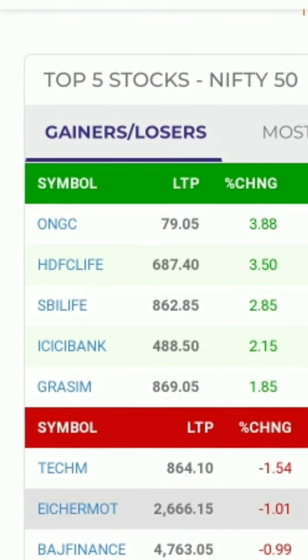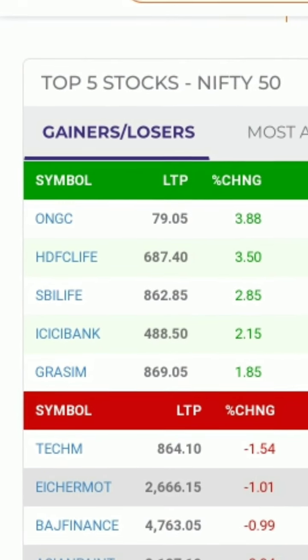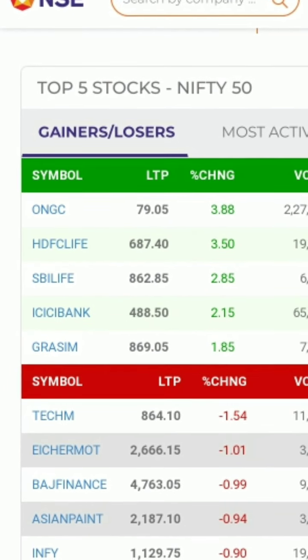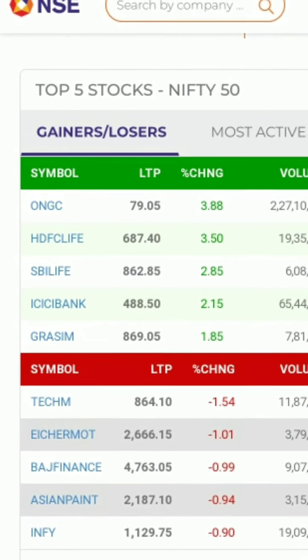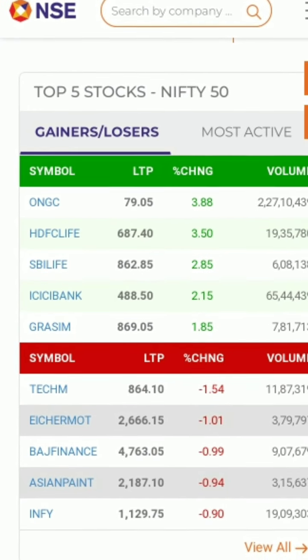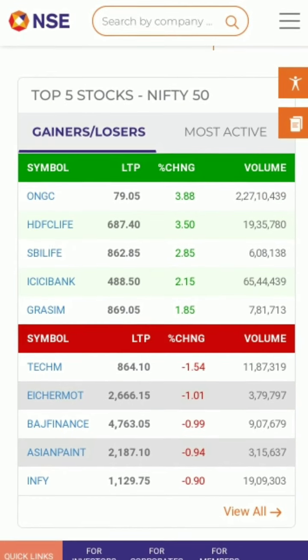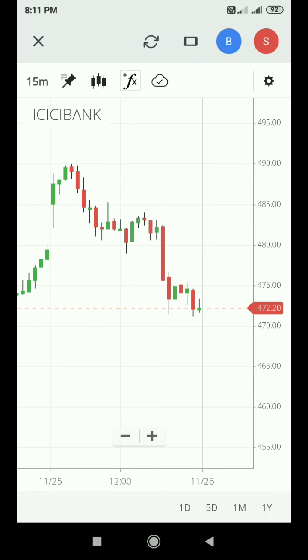First of all, we have to select one stock through NSE India if you are trading in NSE stocks. If the market is positive, select the gainer side, and if the market is negative, go to the loss side, that means the loser side, top 5 only. Today the trend is on the buy side.